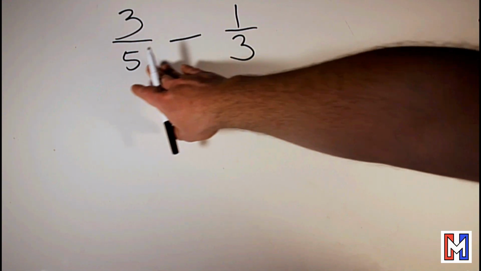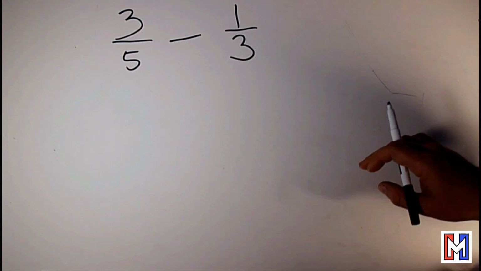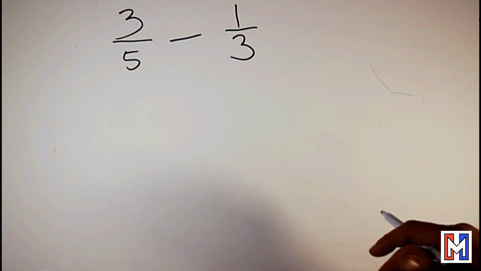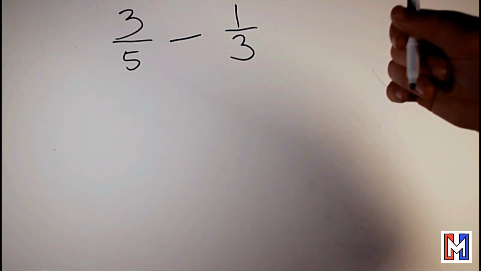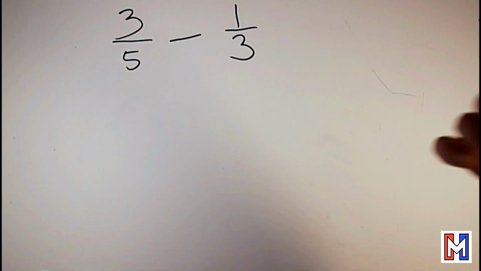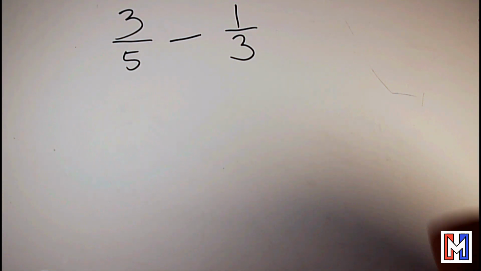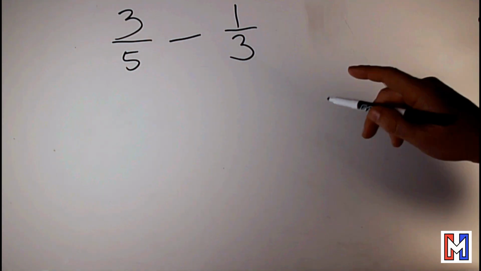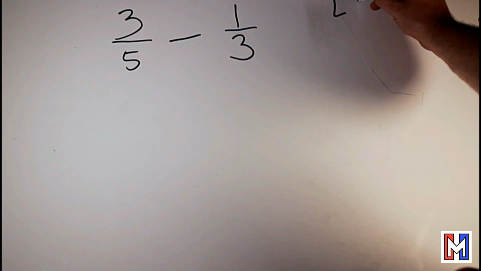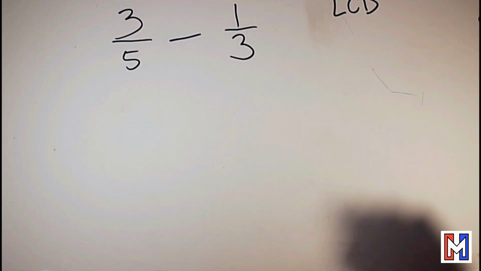So I'm gonna look at this, I'm gonna try to figure out how I can come up with a common denominator. So the first thing we wanna do is we want to try to come up with the least common denominator. We're gonna come up with the least common denominator, or the LCD.